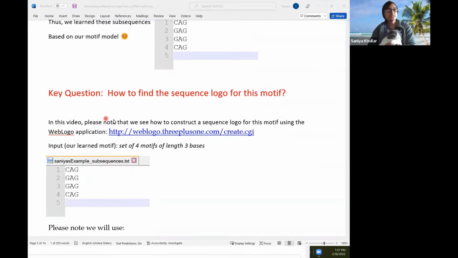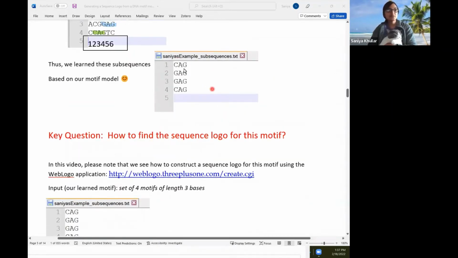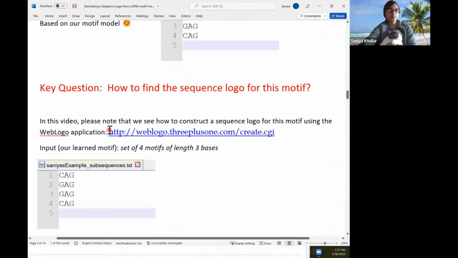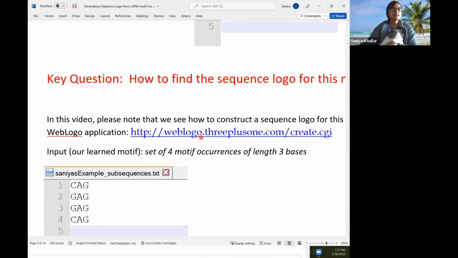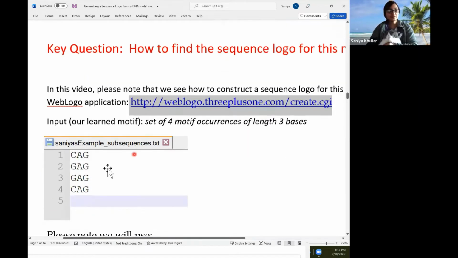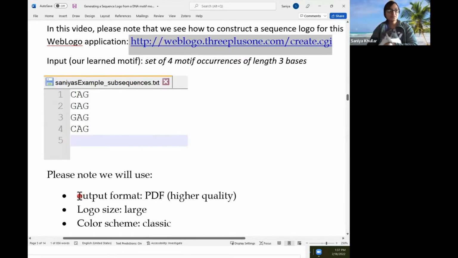We're going to see how to construct a sequence logo for this motif, given by these subsequences, using the WebLogo application. So we're going to go to this link, and we're going to import our learned motif occurrences of length 3 bases. That's what we wanted. I want us to output a PDF, a higher quality PDF or PNG, and the logo size should be large, and the color scheme should just be classic.